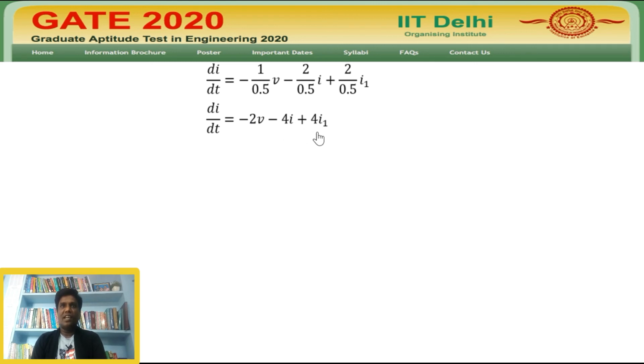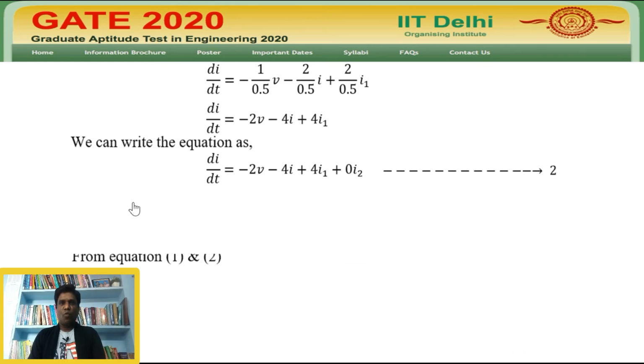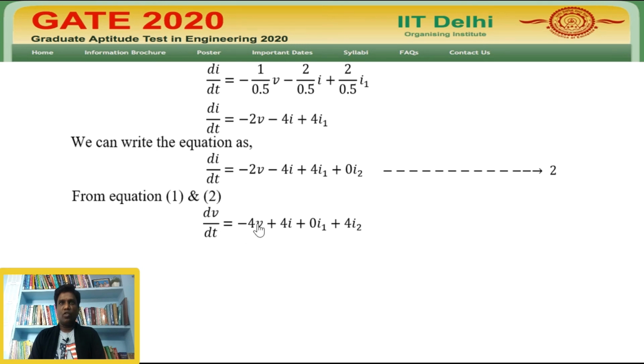In this equation, on the right hand side, the I2 term is missing. So we can write the equation as di by dt equal to minus 2V minus 4I plus 4I1 plus 0I2. Now we can consider this as equation number 2. From equations 1 and 2, the first one is dV by dt equal to minus 4V plus 4I plus 0I1 plus 4I2. The second one is di by dt equal to minus 2V minus 4I plus 4I1 plus 0I2.